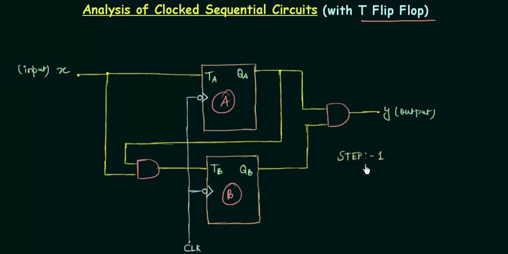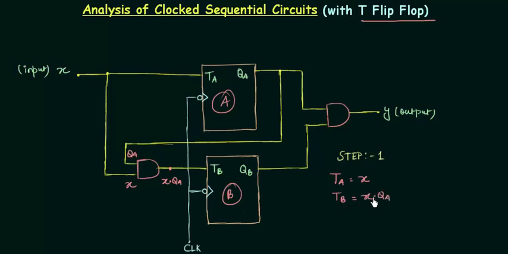The step number one is to find out the input and output equations. I will start with the input equations. I have to find out the expression for TA and the expression for TB. That's actually very simple. TA is just the input, and the input is X. Similarly, for TB, it is the output of this AND gate, and the two inputs to this AND gate are QA and the second input X. So the output of this AND gate is X and QA, and that is the value of my TB.